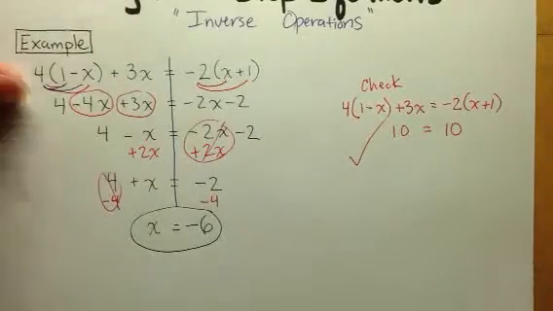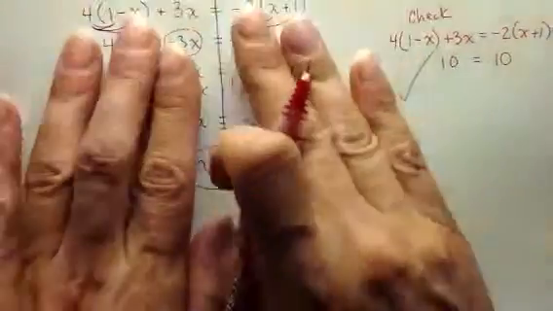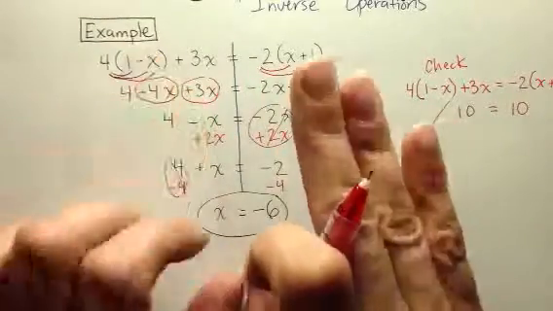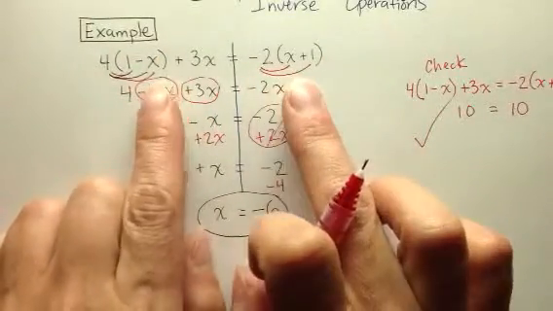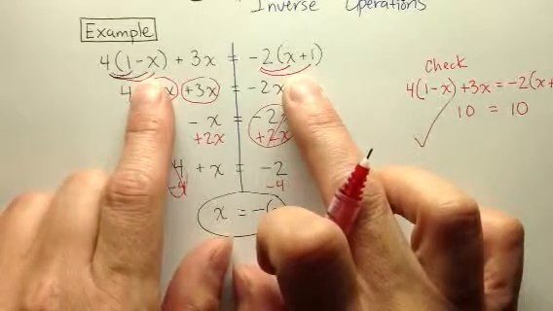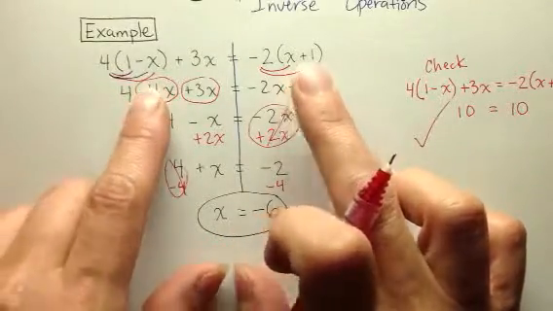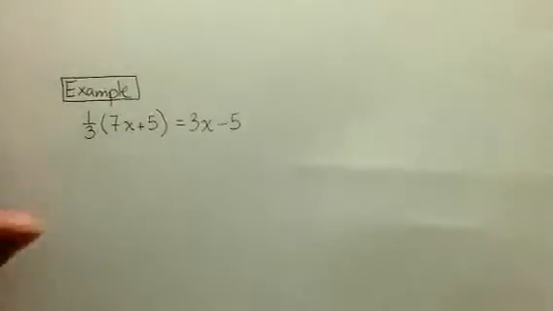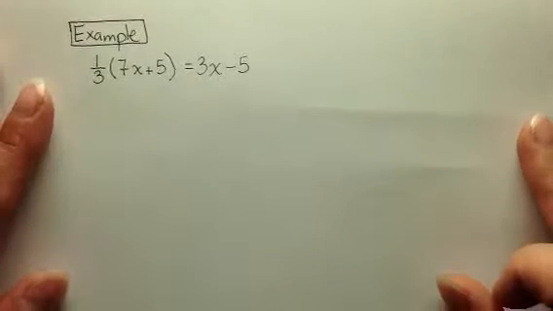Okay, so I want to do one more example with you. So up here I said that the first step I always do is simplifying. Simplify the left, simplify the right. And if I have parentheses, I want to get rid of those as soon as possible. So my first step is usually distributive property. I'm going to show you an example of where I might do it just a little bit differently.